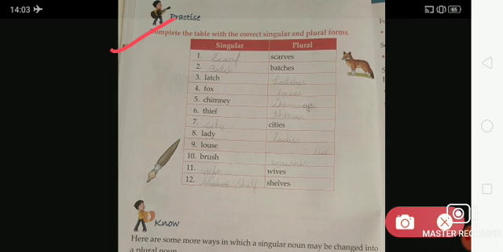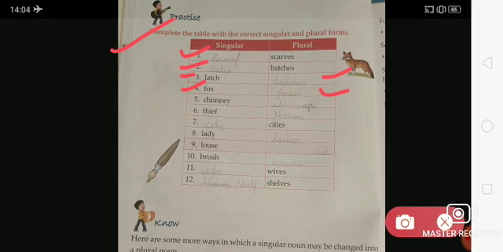Complete the table with the correct singular and plural form. Here we will write the correct singular and plural form according to the blanks. So first, in plural column, there is a word scarves. So in singular, it will be scarf. Okay, we will write here on singular column scarf. Next, in plural column, there is a word batches. So it will be in singular batch.